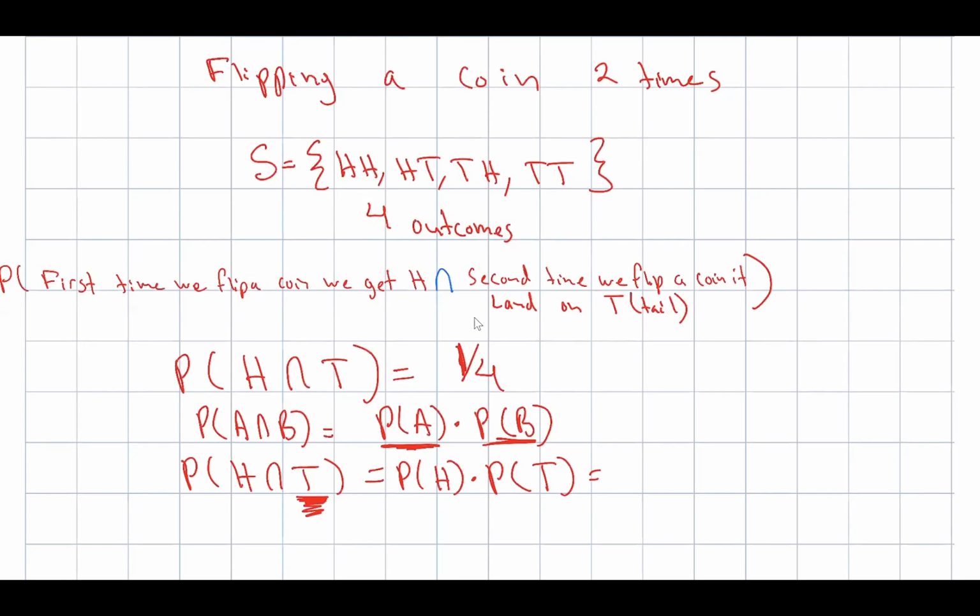All right, and for this one, it's important that these two events are independent from each other, because you can only use this formula for independent events. If you think about it, these two events are independent because it doesn't matter if the first time you flip the coin is head, the second time you flip the coin, the probability that it lands on head is still going to be 50%. It doesn't really matter what happened in the first flip or the second flip; each event is independent from the other.